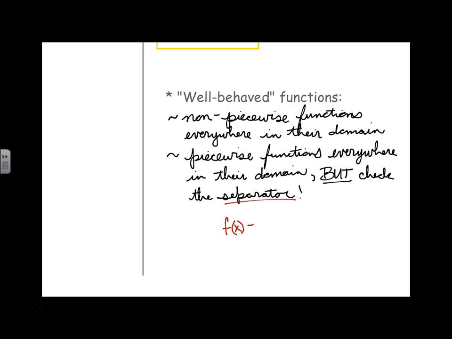If I were to give you f of x is equal to, let me just make up something random, ln of x for x greater than 0, and x squared minus 1 for x less than or equal to 0. What is the separator that I'm talking about in this example?